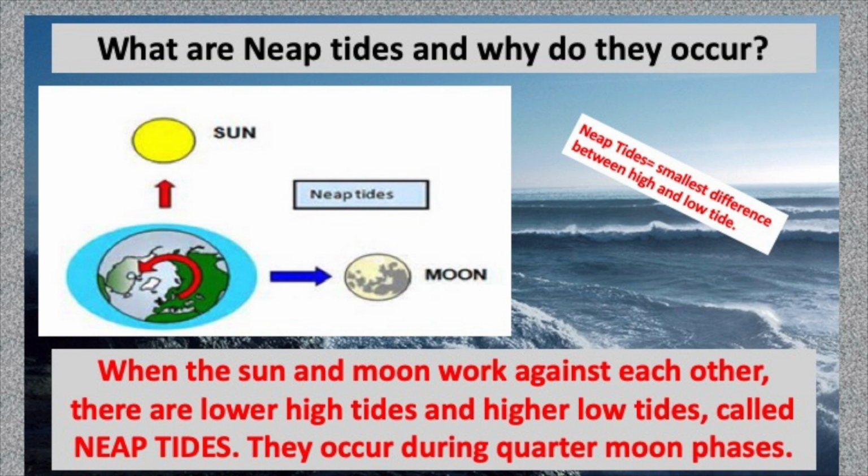What are neap tides and why do they occur? Well, when the sun and moon work against each other, there are lower high tides and higher low tides. These are called neap tides, and they occur only during the quarter moon phases. So for neap tides, we're going to get the smallest difference between high and low tide.